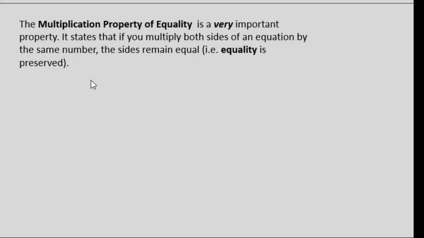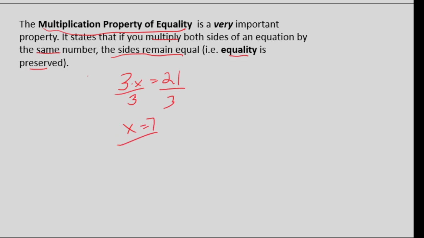Okay, so this is one of the most important properties of math, the multiplication property of equality. It states if you multiply both sides of an equation by the same number, the sides remain equal. In other words, equality is preserved. So a simple problem like 3 times x equals 21. What we can do is divide both sides by 3, and we get x equals 7. And that is our answer.